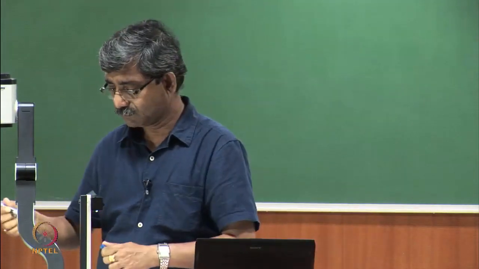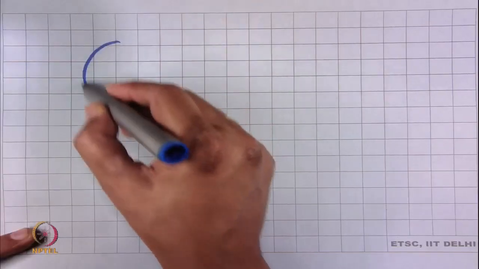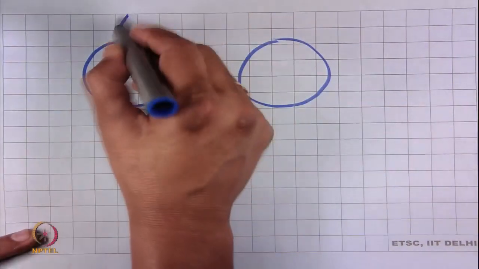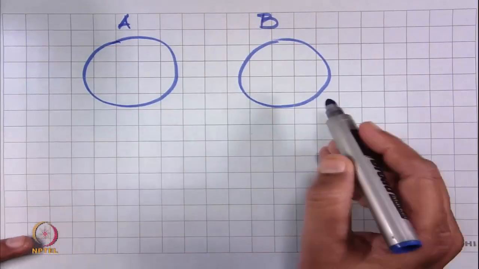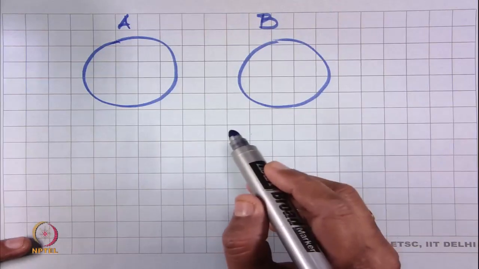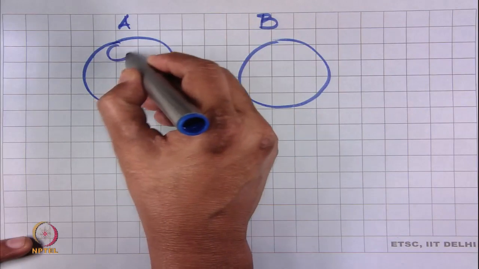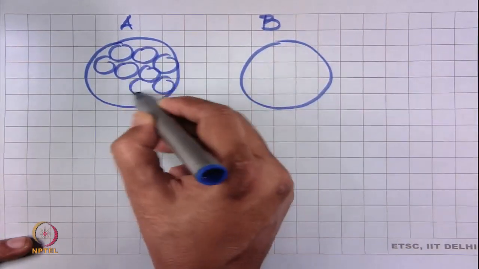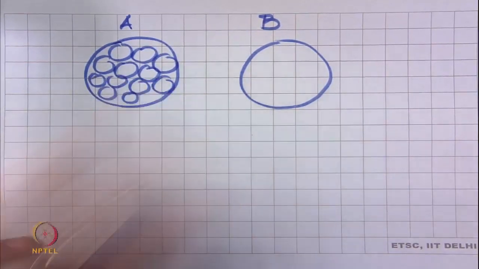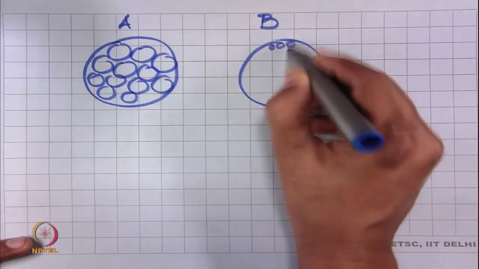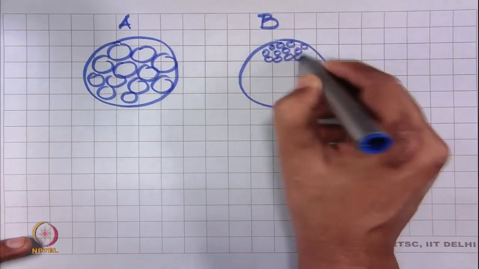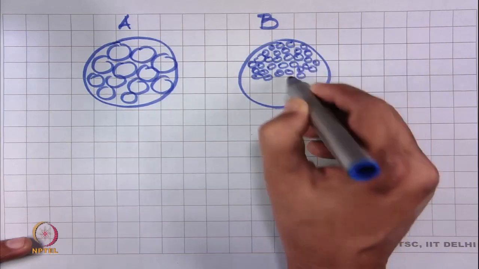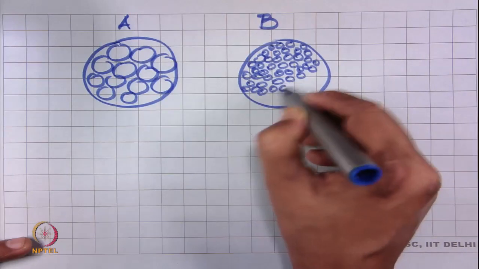Like we can see here, the two yarns, yarn A and yarn B. The yarn counts of the two yarns are exactly the same, but we are making yarn A using coarser fiber, so the number of fibers in the cross section will be less. In yarn B we are using finer fiber with smaller diameter, so the number of fibers will be very high.